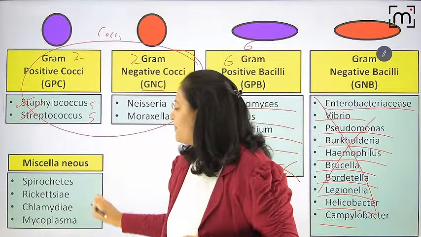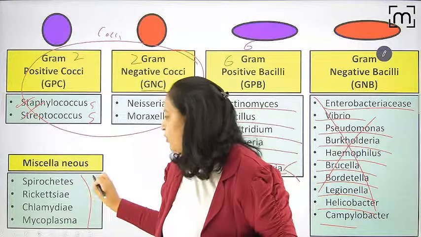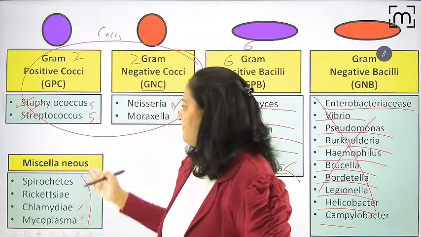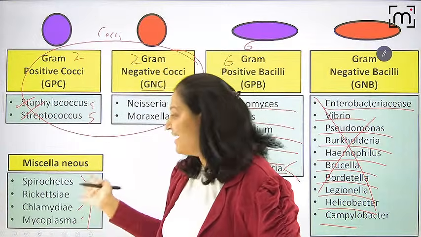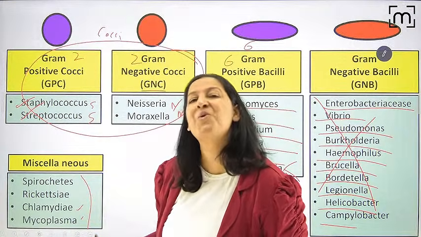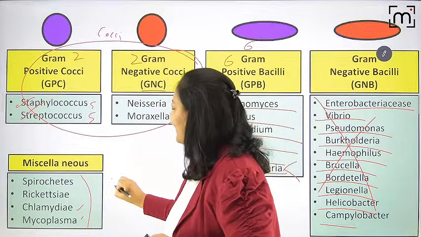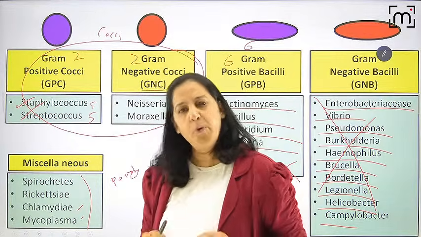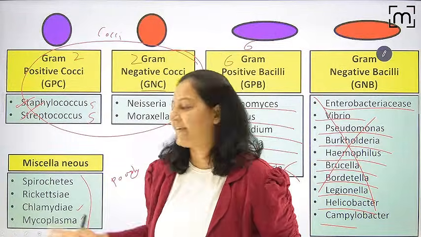Apart from these, there are 4 miscellaneous bacteria. That is Spirochete, Rickettsia, Chlamydia, and Mycoplasma. Why are they miscellaneous? You may be asking, ma'am, why are you not putting them in one of the categories? Because they are poorly gram stained. They don't take gram stain very easily. So gram stain is not a good criterion to classify them.